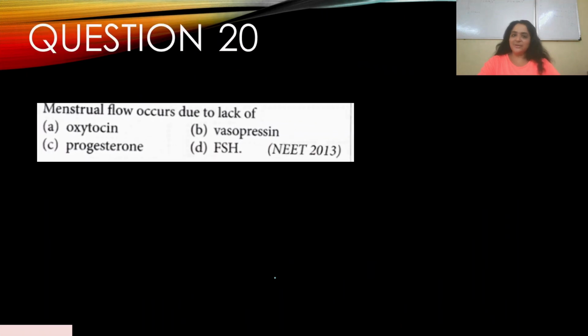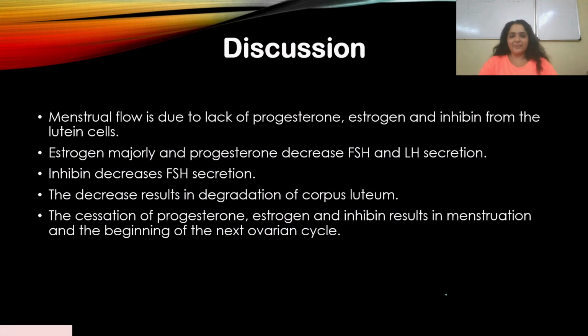Okay, question number 20. Menstrual flow occurs due to lack of, and this appeared in NEET. A, oxytocin, no. B, vasopressin, no. C, progesterone, yes. D, FSH, no. Menstrual flow means menstruation, right? Menstruation occurs due to lack of progesterone, which is when the corpus luteum degenerates. So it is C. Answer is C. I've already discussed this a few questions back.